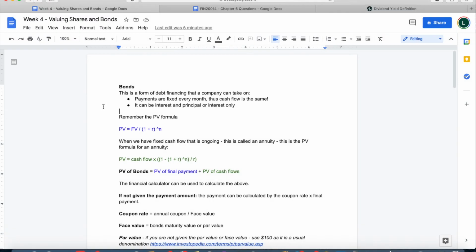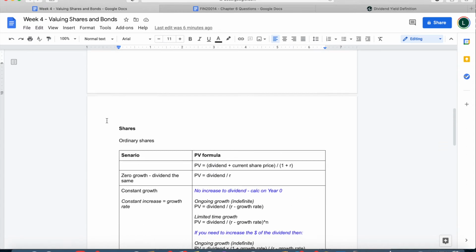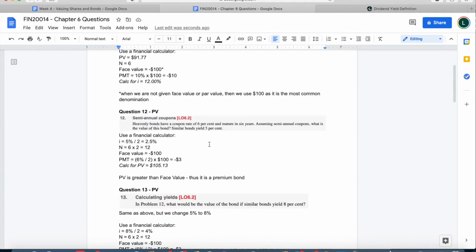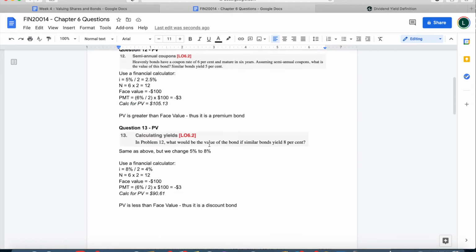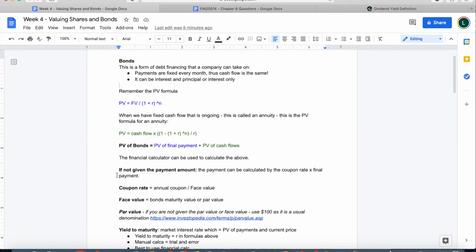The document I've created is a little cheat sheet for week 4. It's got our bonds section here and then a share section. So this first part of the video, I'm just going to go over bonds and show you how that's all done. And we're going to do the questions over here of questions 3, 12, 13, and 14. So I've done all the calculations there, but I just really want to walk through it with you.